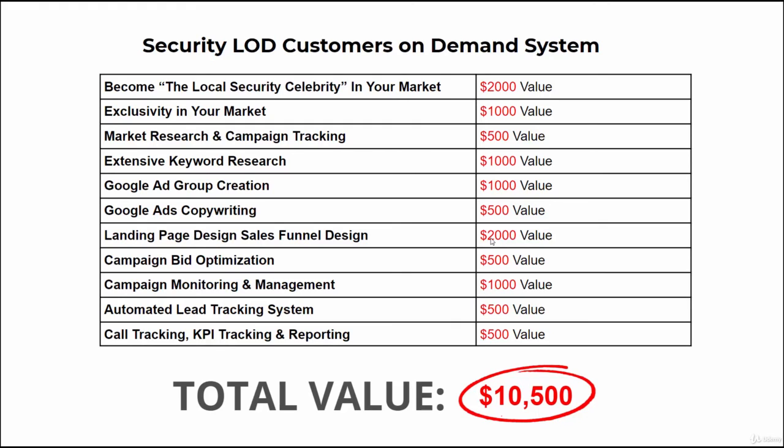So here, this is where we're showing the value stack, everything that we're actually including in the program. So as you can see here, we have the, become a local celebrity in your market, exclusivity in your market, research, keyword research, creation for the ad groups, copywriting, landing page and sales funnel design, and then campaign bid optimization, right? So we're attaching a number to all of these specifically, okay? And so what this is coming out to is 10,500, right?